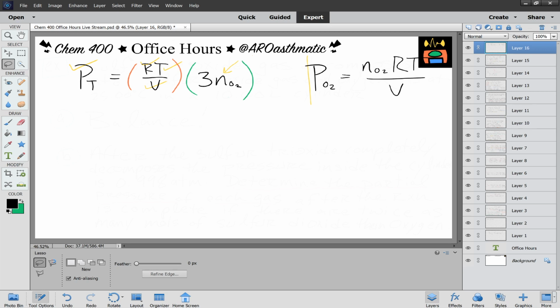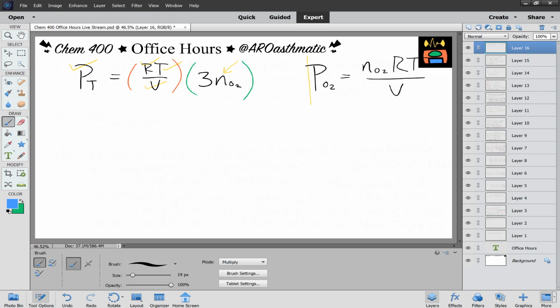So we need to isolate moles of O2 on one side of this reaction. We are going to multiply both sides by V over 3RT. When we do, 3 cancels, RT cancels, V cancels. We get moles of O2 are equal to volume times total pressure over 3RT, and we know all of these quantities.